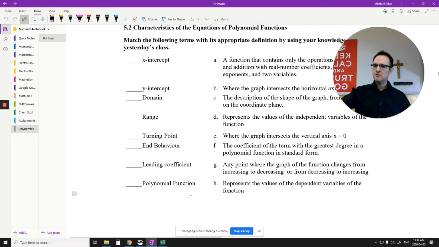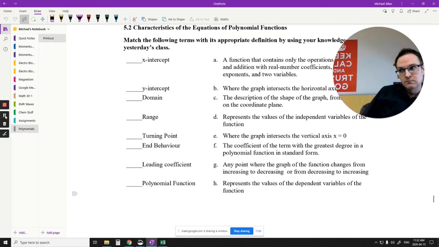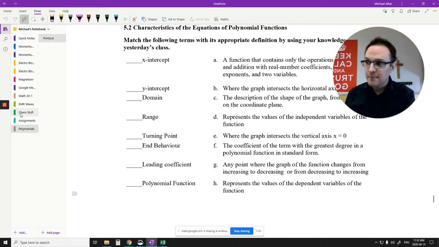There's something new here. We're talking about leading coefficients. Just by process of elimination, you should be able to figure out what that one is. And I'll see you in a bit. So give it a little pause. Hopefully you tried that out.